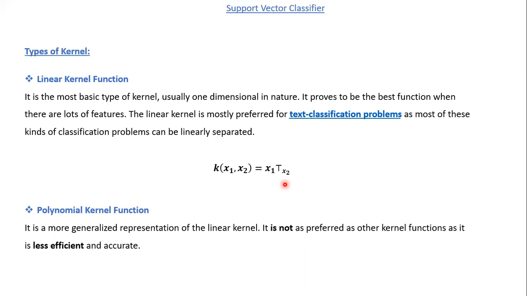One thing we can remember here is that whatever kernel function we use, it performs almost the same type of function when we implement it in a model. So this one is the most generalized representation of the linear kernel. It is one and the same as a linear kernel, but it is not preferred as much as other kernel functions as it is less efficient and accurate. Sometimes the polynomial kernel can be less efficient and less accurate also.